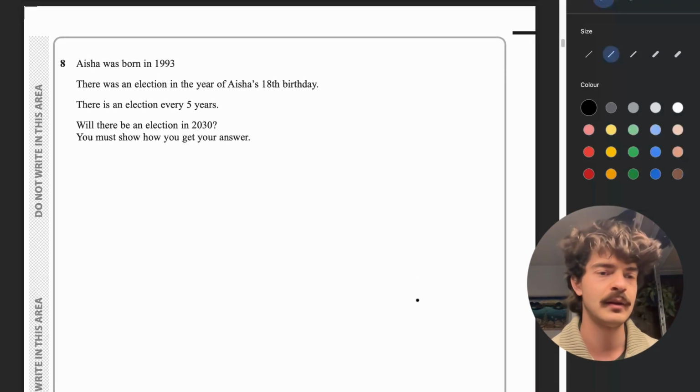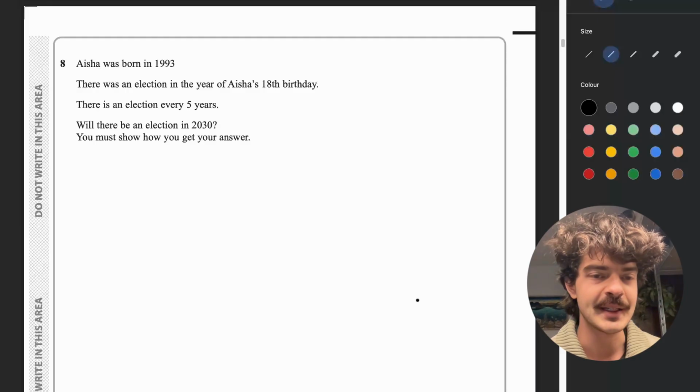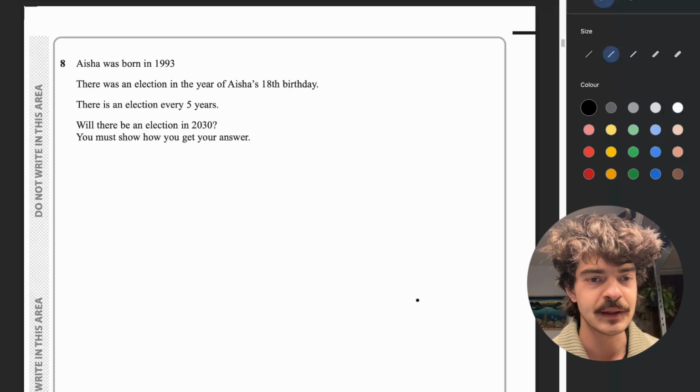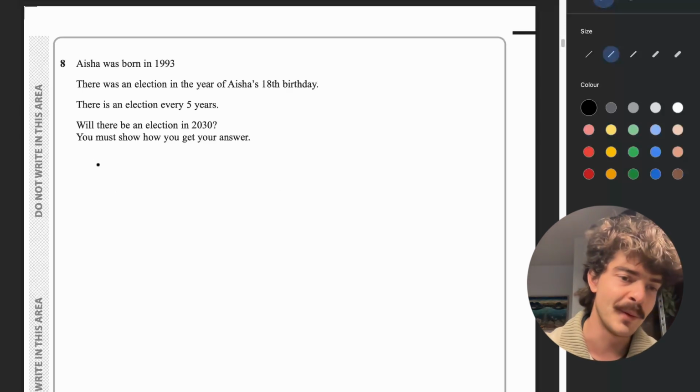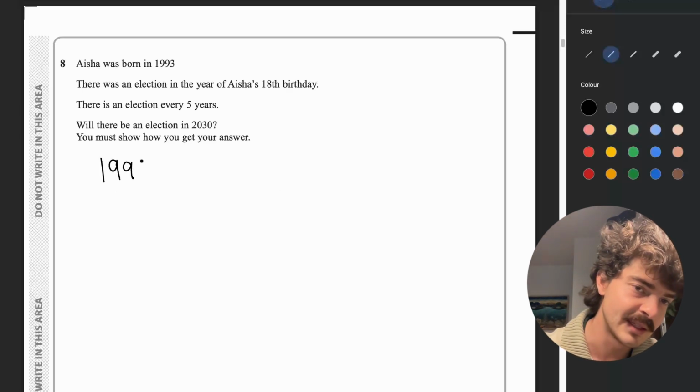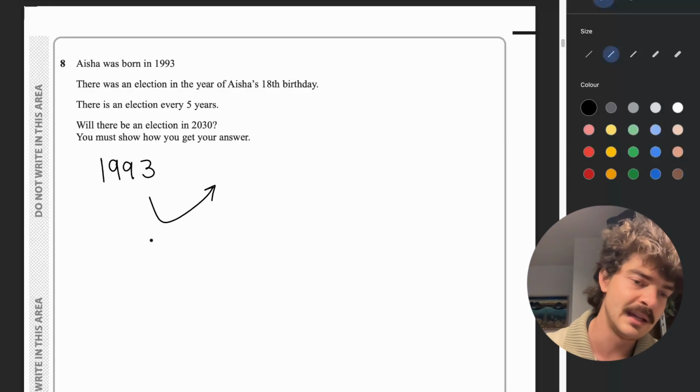Question 8. Aisha was born in 1993. There was an election in the year of Aisha's 18th birthday. There is an election every 5 years. Will there be an election in 2030? All right, so here we're wondering, well, she's born in 1993 and 18 years go by.